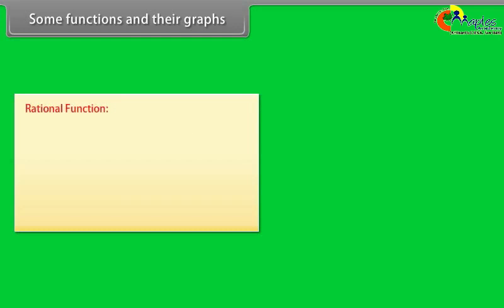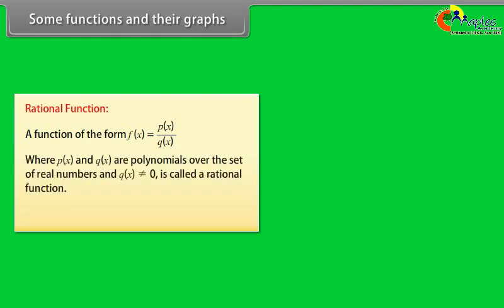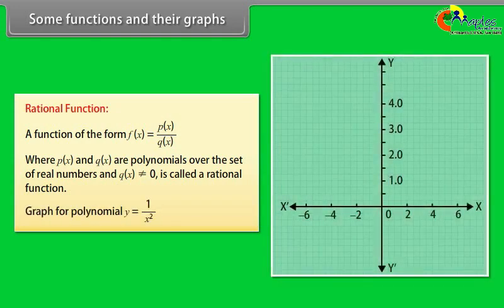Rational function. A function of the form f of x is equal to p of x by q of x, where p of x and q of x are polynomials over the set of real numbers and q of x not equals to 0, is called a rational function. The figure given below shows a graph of y is equal to 1 by x square.